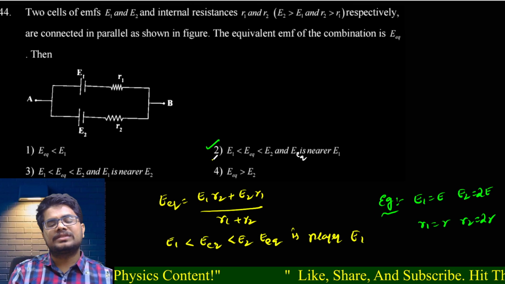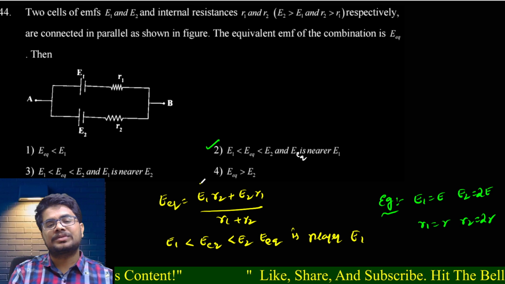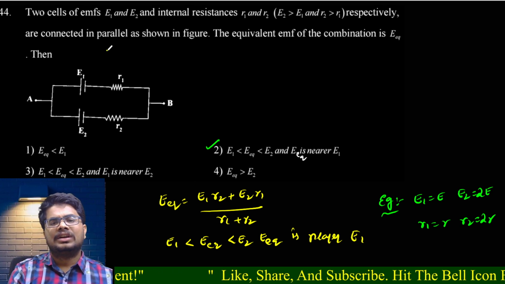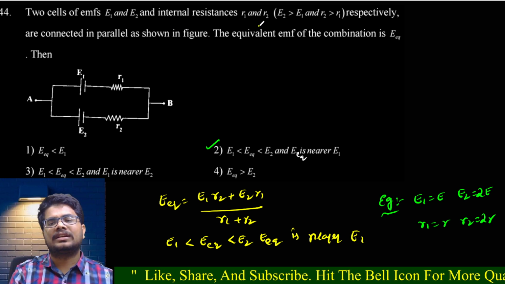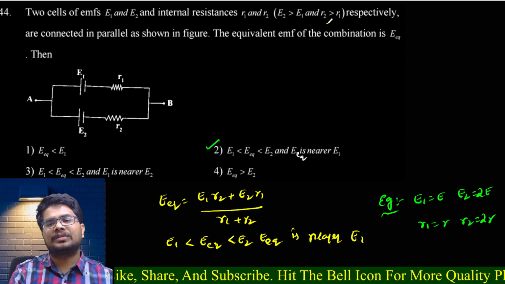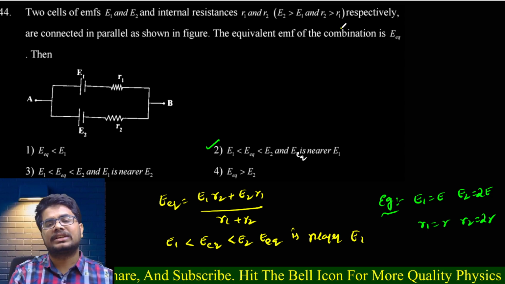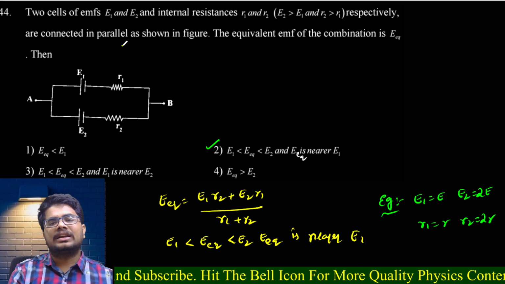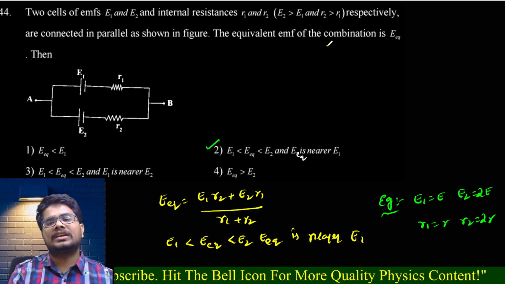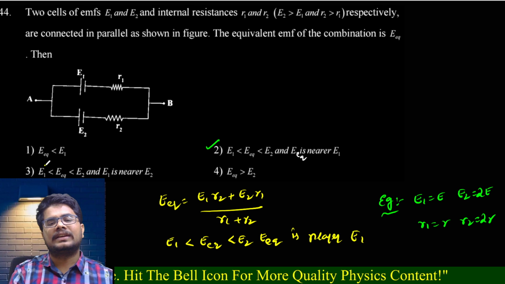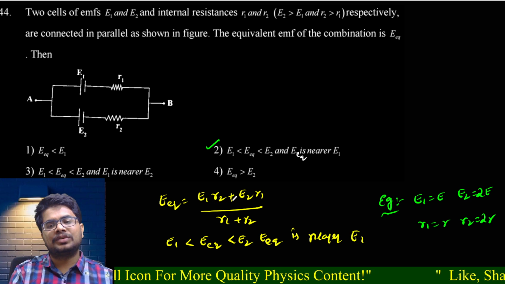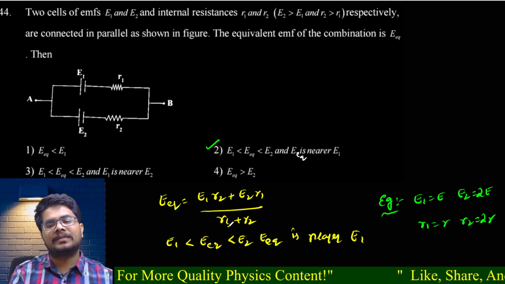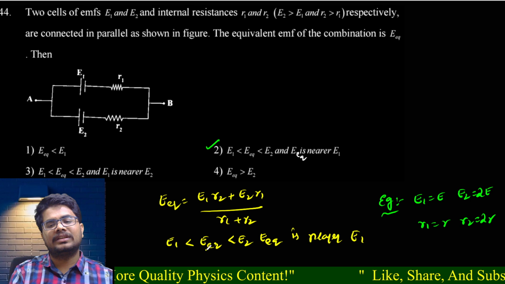If you observe, this question is one good question, which is an NCERT exemplar question which I observed here. Two cells of EMF E1 and E2 have internal resistances R1 and R2. E2 is greater than E1, R2 is greater than R1. They gave some condition also, check that, respectively. They are connected in parallel as shown in the figure. The equivalent EMF of the combination is equal to, then they gave options like this. What is the equivalent? E1 R2 plus E2 R1, divided by R1 plus R2. The equivalent lies between E1 and E2.